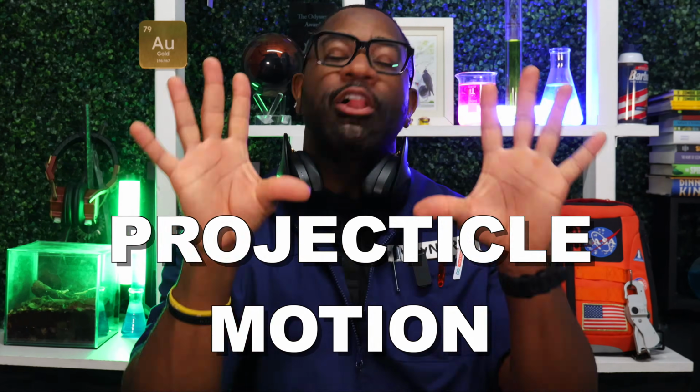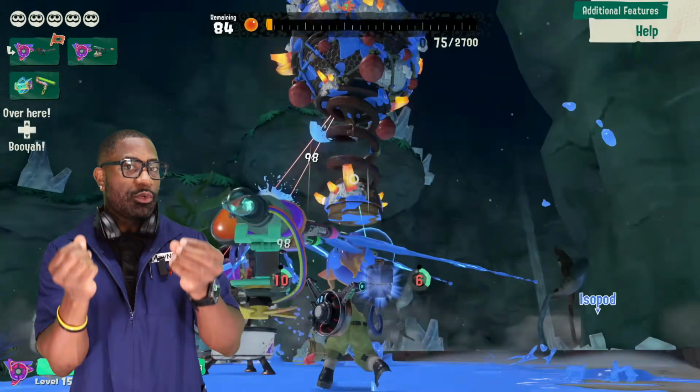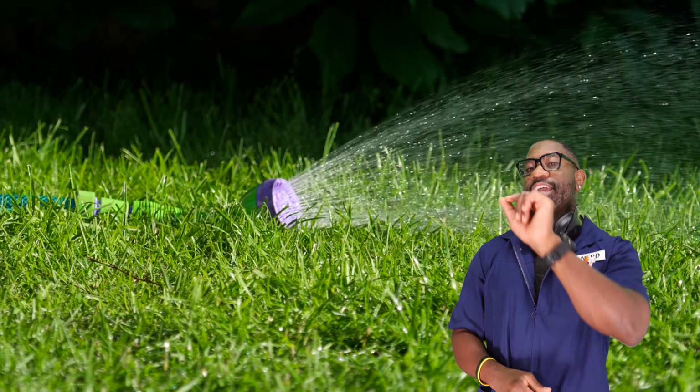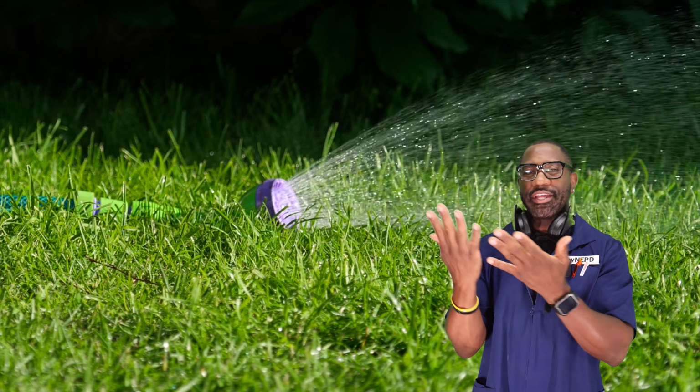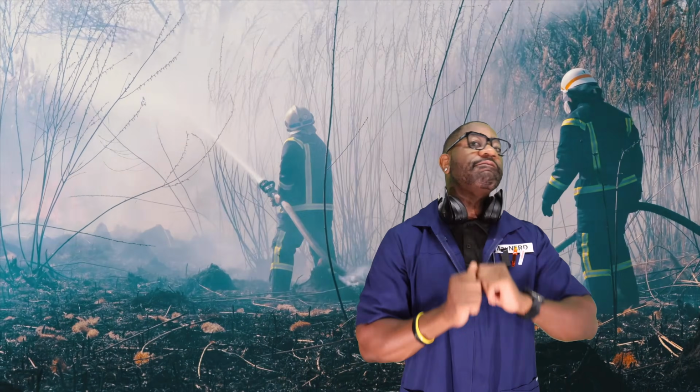And last, but certainly not least, there's projectile motion. Every time you launch ink, gravity, speed, and geometry all work together to determine where it lands. Engineers use the same science to design water sprayers, paint systems, irrigation equipment, and even firefighting technology.